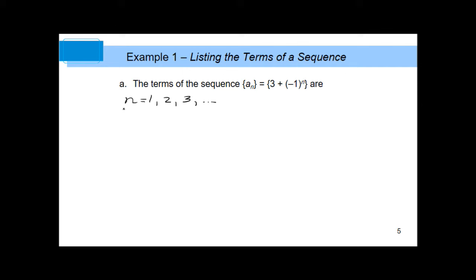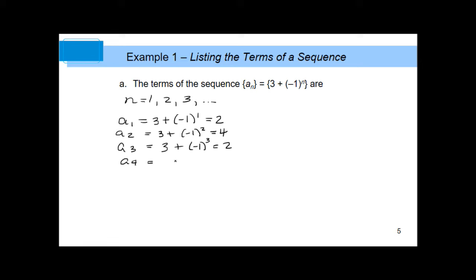So in this case, for the first term A sub 1, plugging in 1 for n, we would have 3 plus negative 1 to the first power, which is 3 minus 1, or 2. And then for the second term, we would have 3 plus negative 1 to the second power, which is going to be 3 plus 1, or 4. And then the third term would be 3 plus negative 1 to the third power, which is going to be 3 minus 1, or 2 again.